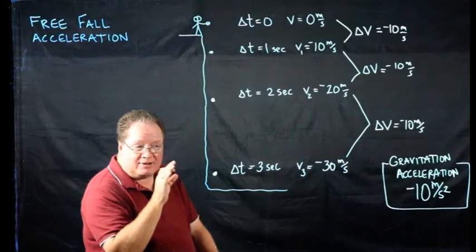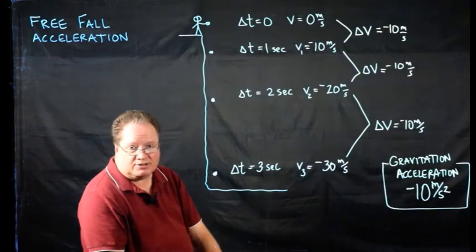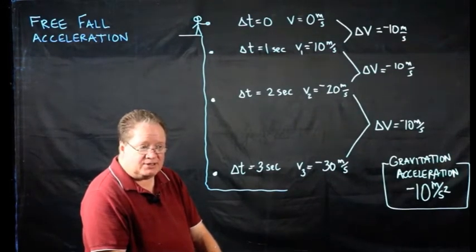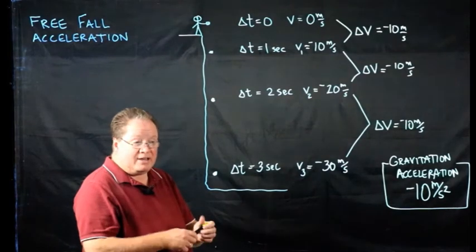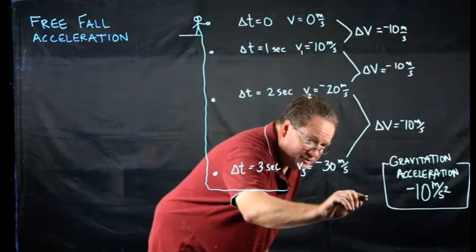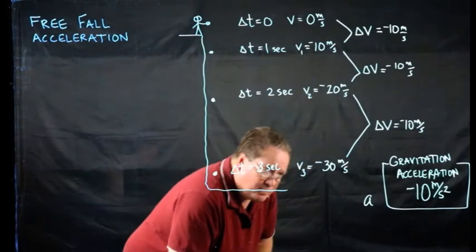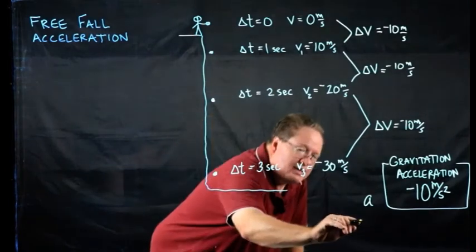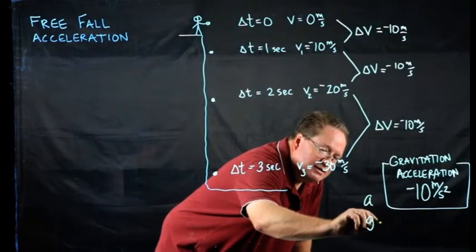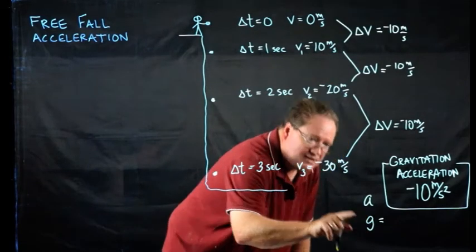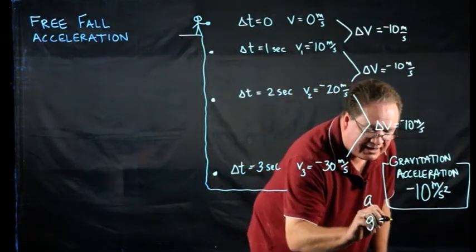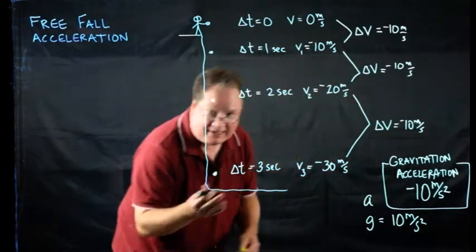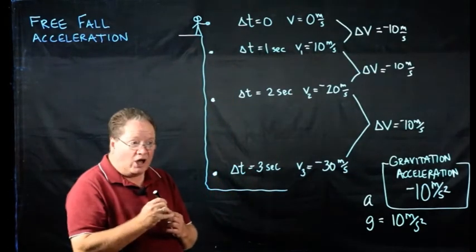It doesn't even matter how much mass the object that you're dropping has. This acceleration is always the same. If we're doing a calculation, we could label this as A for acceleration. But very commonly, we also show gravitational acceleration with a lowercase g. And usually when we call it g, instead of calling it negative, we make it positive.